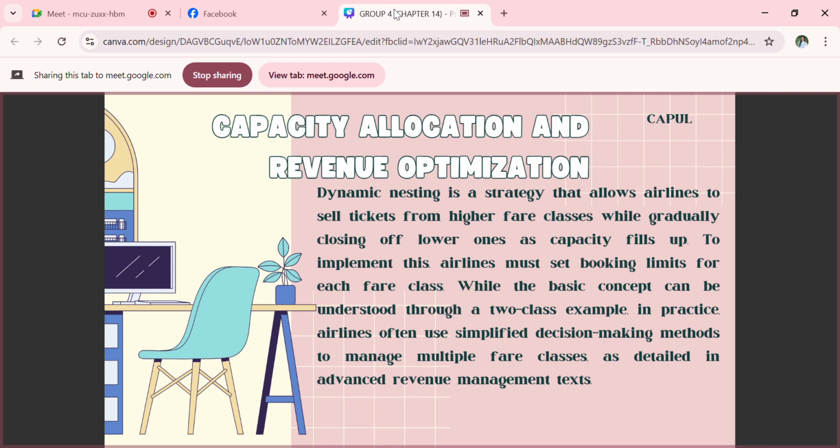To implement dynamic nesting, airlines first need to set limits on how many seats can be sold at different fare prices. For example, in a simple situation with two classes of ticket like economy and business, airlines can apply similar methods to manage more complex situations with multiple classes. Typically, decisions about how to allocate seats among different fare classes are based on practical guidelines developed from simpler two-class scenarios. More detailed strategies for handling multiple fare classes can be found in advanced resources on revenue management. Next slide, please.